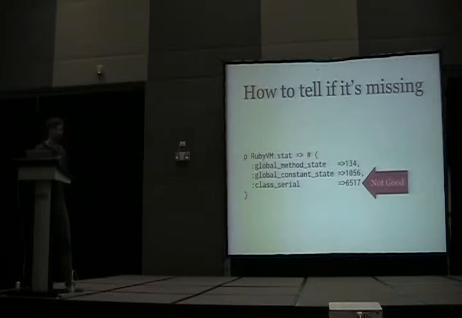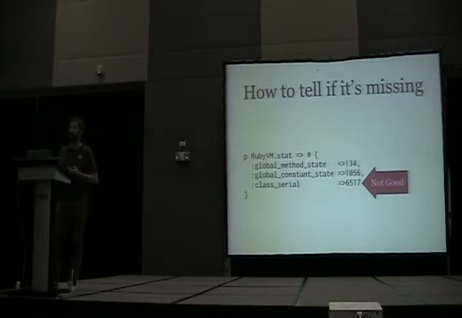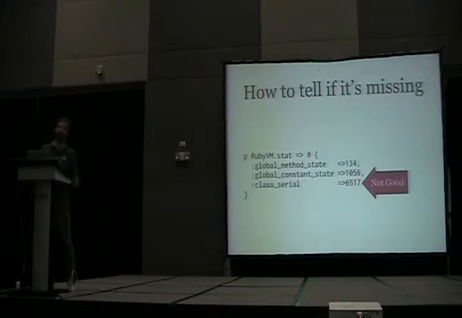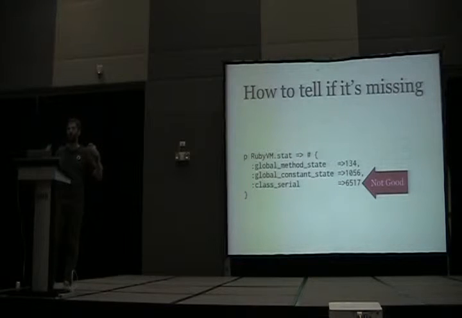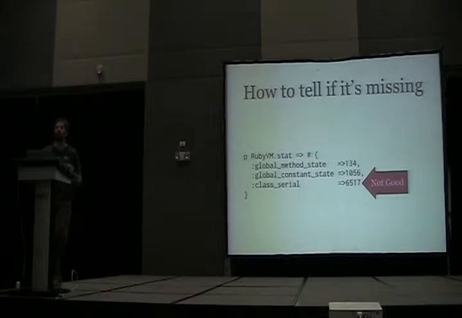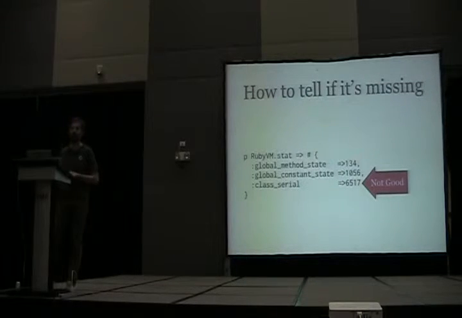If the class serial number changes, that's not very good. It's not good, but it's not the end of the world. You don't want it to change. Ideally, this number will, what do you call it, it'll stop changing eventually. You'll actually see this number change during startup of your application, but it should stop changing eventually at runtime.